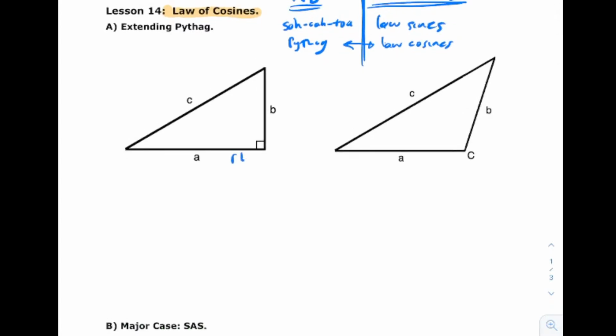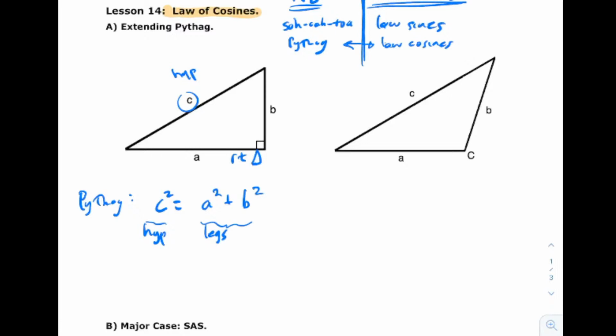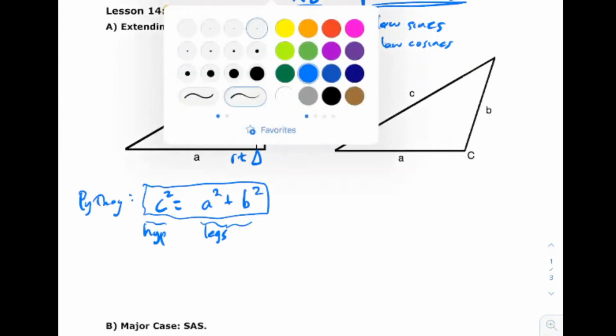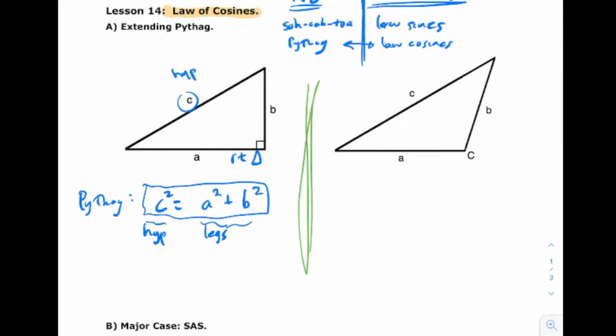So here we have a nice right triangle, which means that Pythag works just fine. And so remember how you can solve for the hypotenuse there. This is the hypotenuse. And you say c squared is equal to, remember how this goes, a squared plus b squared. So these are the legs on this side of the equation, and this is the hypotenuse on this side. So c squared equals a squared plus b squared. That only works if you have a right triangle. This works for right triangles, but you'd only use it if you had a right triangle.